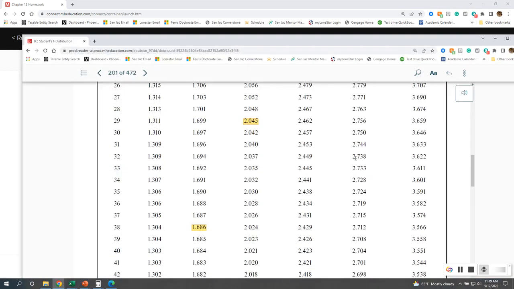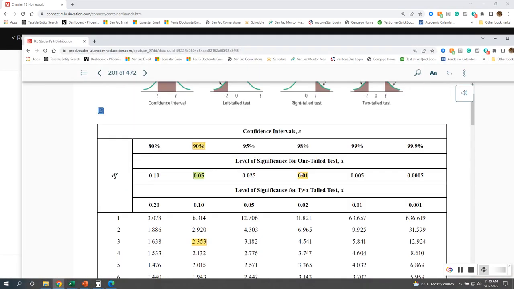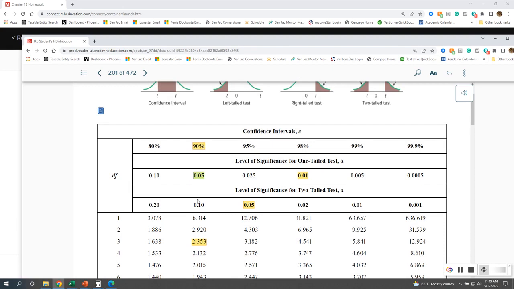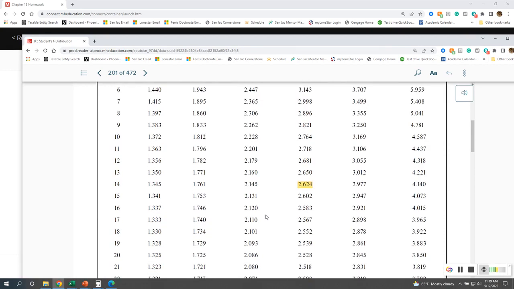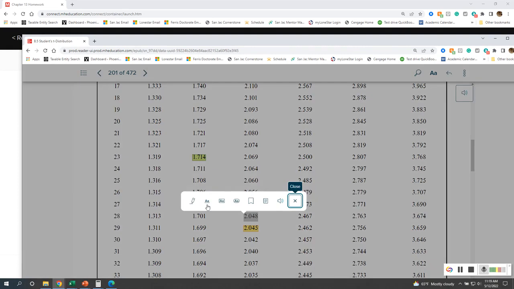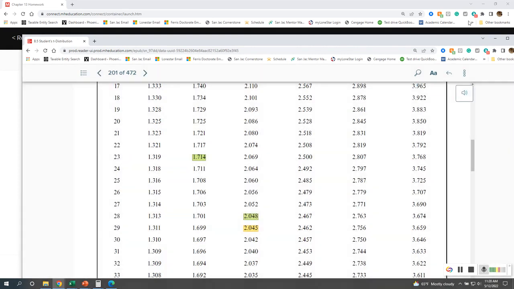So using our chart, 0.05 and n minus 2, 28 is 2.048.